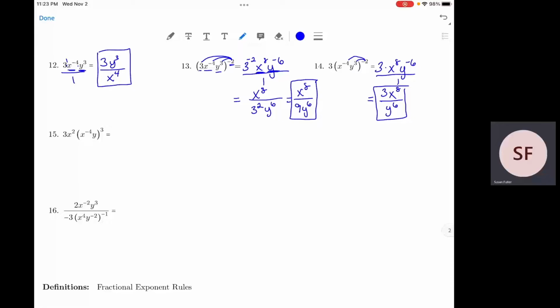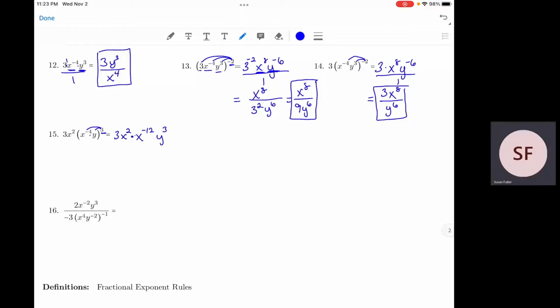Okay, number 15 here. Again, there's a few different ways that you can start to tackle this. Again, I like to distribute this exponent first. I only have multiplication in here inside this quantity, so I can in fact do that. So I'm going to distribute that to everything inside that quantity, and I'm going to get 3x squared out here times x to the -4th to the 3rd. Multiply those exponents. That's going to be x to the -12th. And y to the 3rd power is y to the 3rd power.